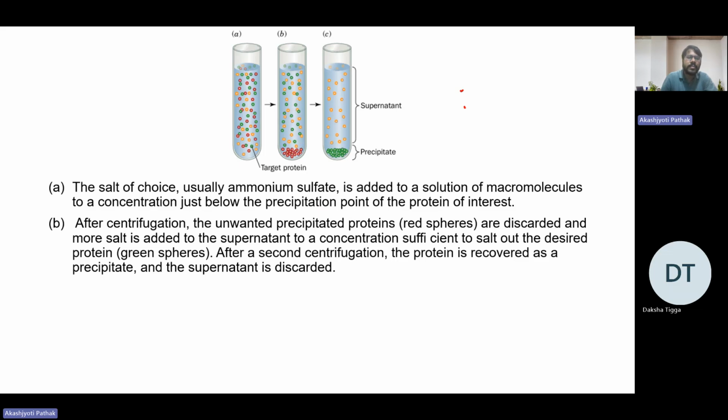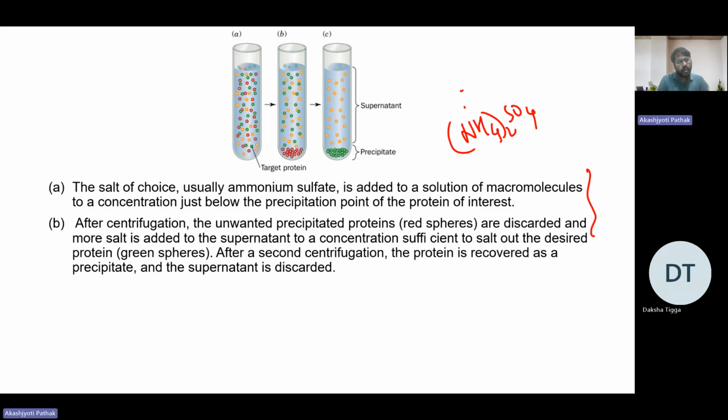Okay. Now, once they are precipitated, you can spin and obtain the supernatant. Again, you increase the ammonium sulfate concentration. At this particular ammonium sulfate concentration, your green protein molecules get precipitated, and you are left with the pure yellow protein molecules. Okay, so that is the principle followed by the ammonium sulfate method for purification of protein.